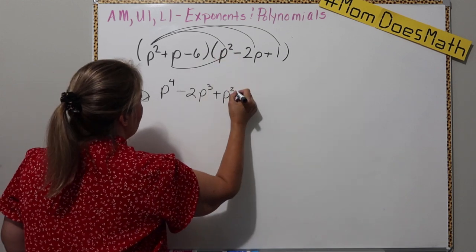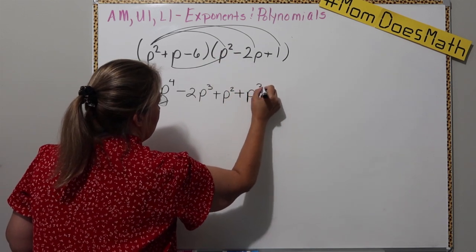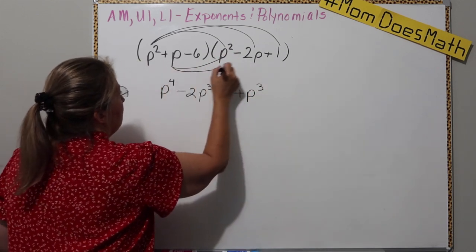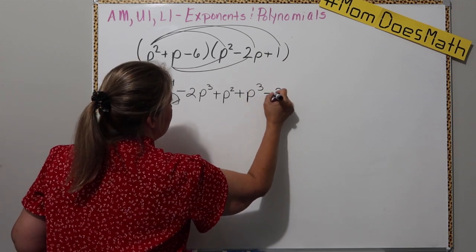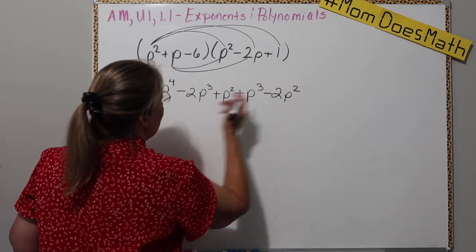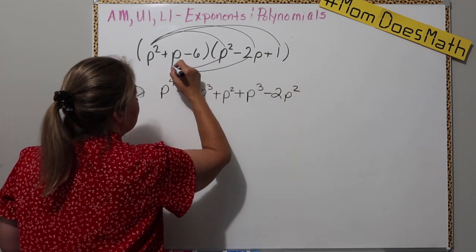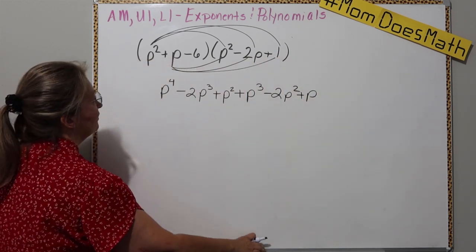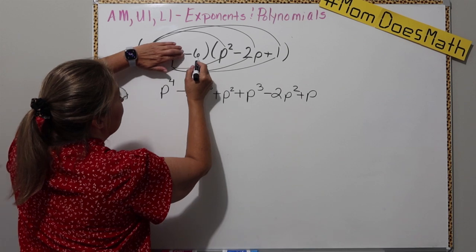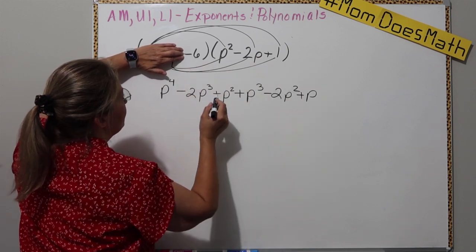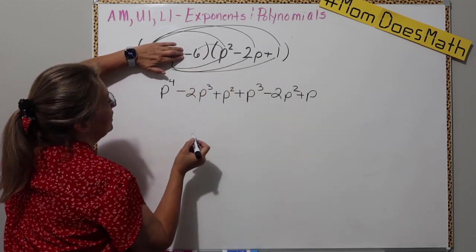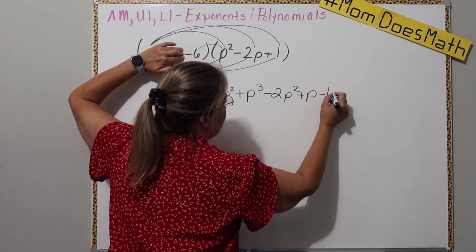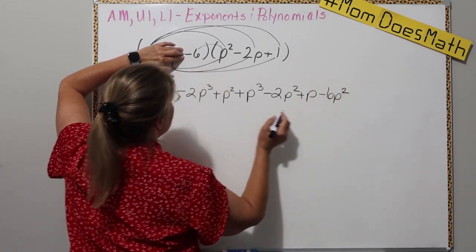Now let's do our second number. P times P squared is P to the 3rd. P times a minus 2P is minus 2P squared. And P times 1 is P. All right, let's do our last one. We're going to multiply negative 6 times each one of these things. So negative 6 times P squared is negative 6P squared.